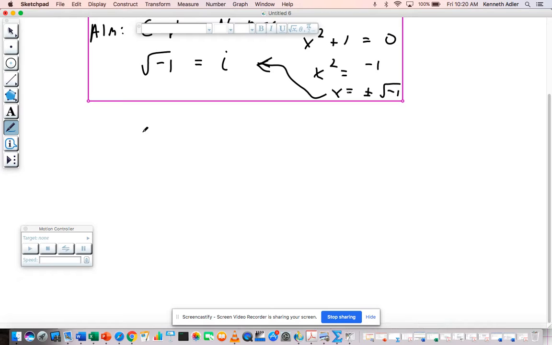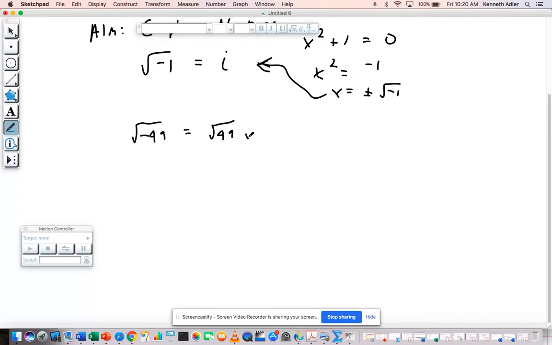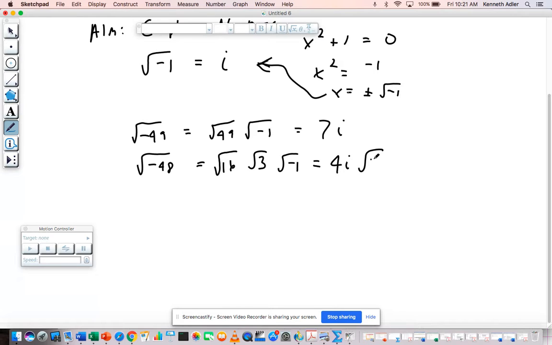Let's just do some arithmetic. Like the square root of -49. Okay, let's break that down. Square root of 49, square root of -1, 7i. What about the square root of -48? You might say, okay, I remember that. It's radical 16, radical 3, radical -1, which is 4i radical 3. If you notice here, there's nothing in front, so that's the principal root. So we're going to assume the positive.